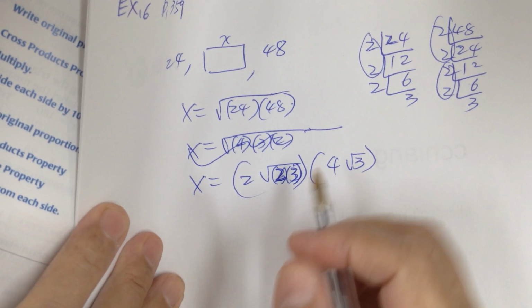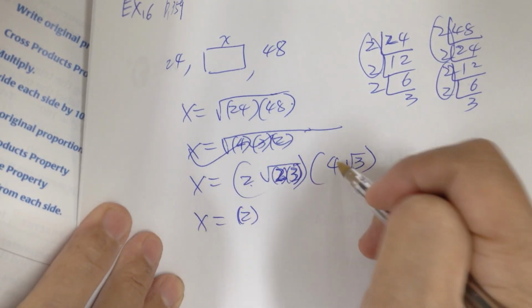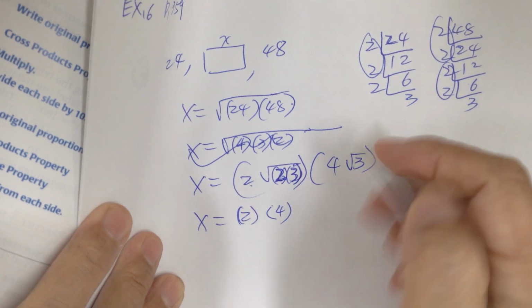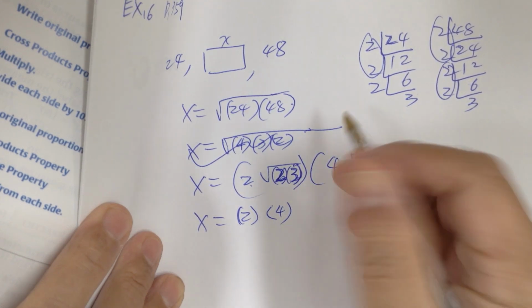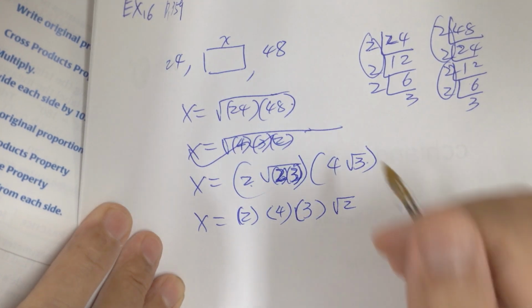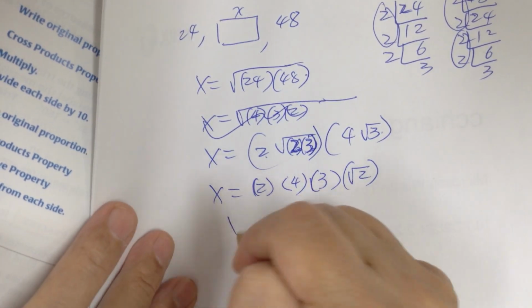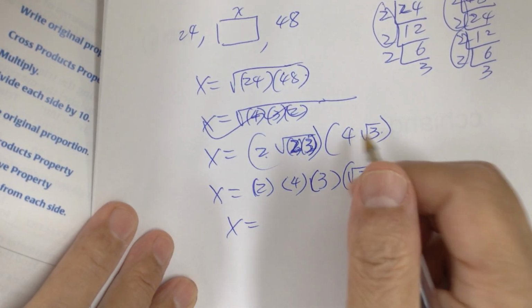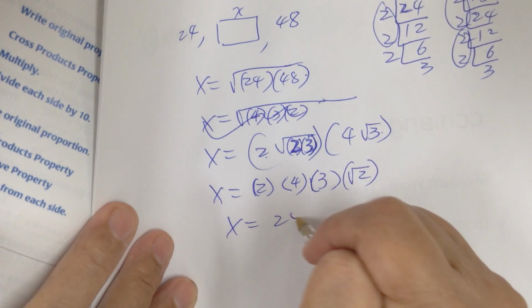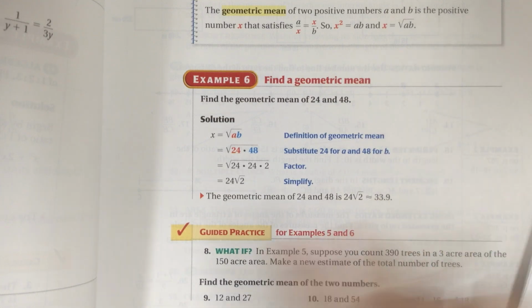Now notice that x will equal the 2 from here, the 4 from here, and square root of 3 and square root of 3 will give you another 3 and come out. So again, you have to remember that bit from your algebra 1, how to simplify square roots. So x will be equal to 24 square root of 2. That's what you get.